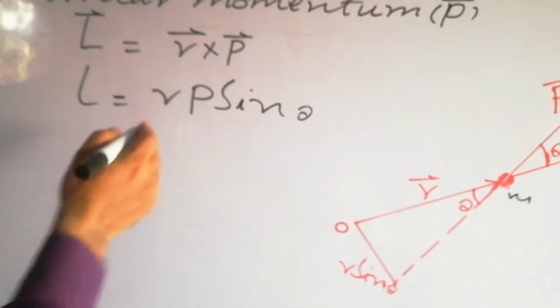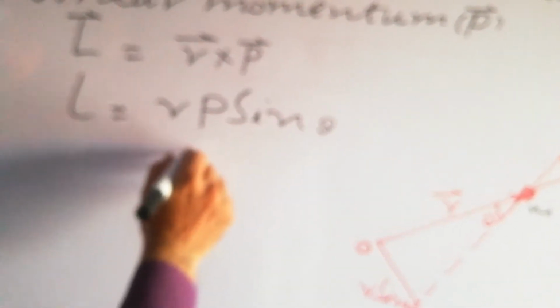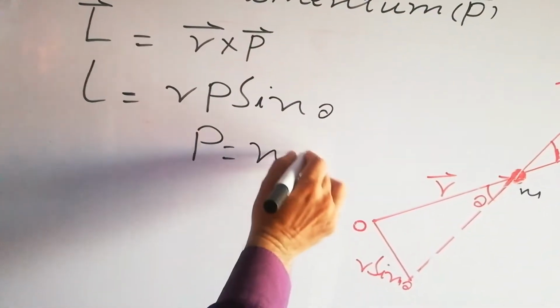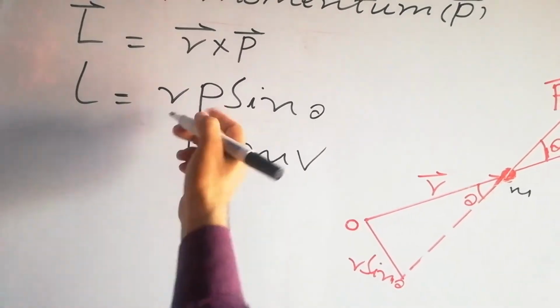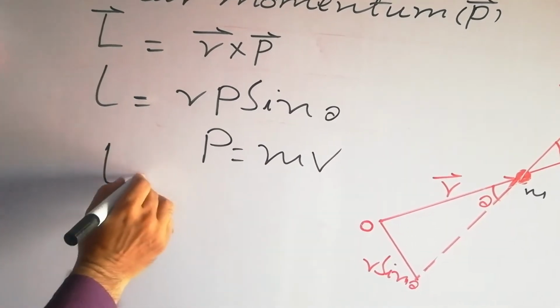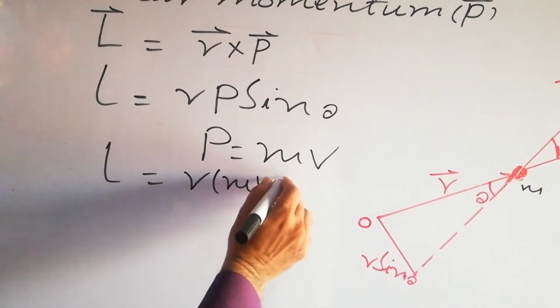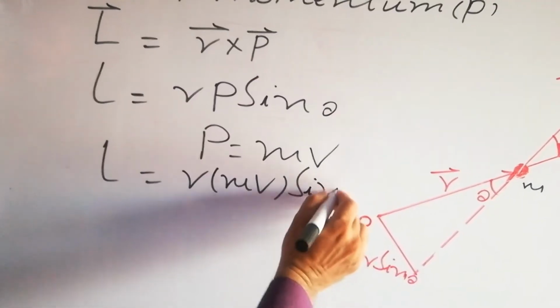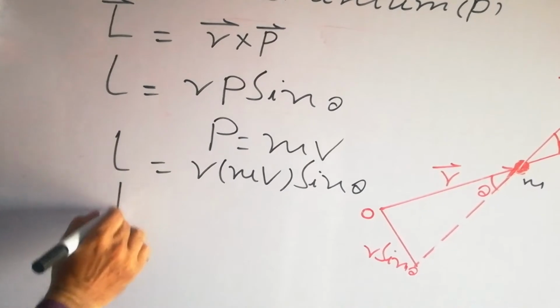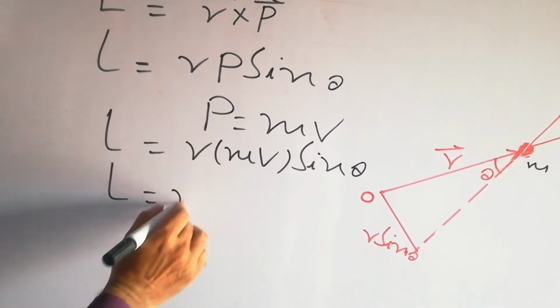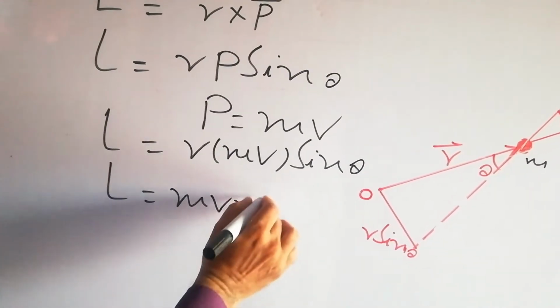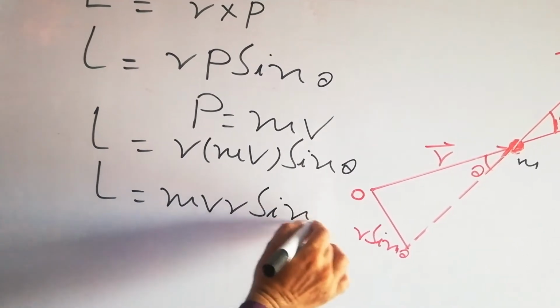And we all know, students, p is equal to mv. So that is the linear momentum. So by inserting this value, L is equal to r into mv into sine theta. And if you simplify, that is mvr sine theta.